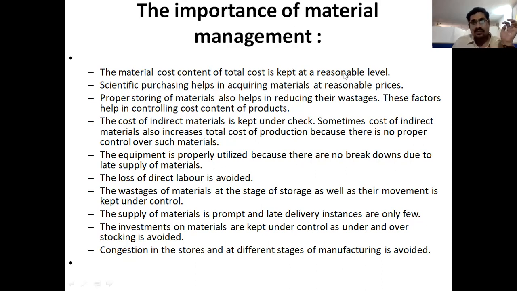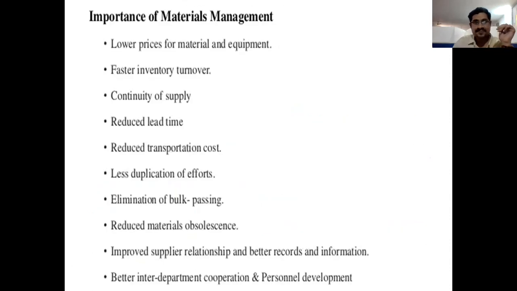Right? So 1, 2, 3, 4, 5. Direct cost of labor in our control, 6. And at this point we have wastage in our control, 7. Continuation of production, 8. Investment, 9. And the 10th point is reducing the different processes of manufacturing, right?